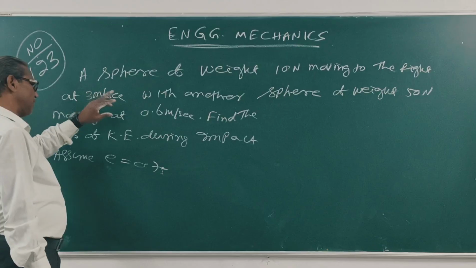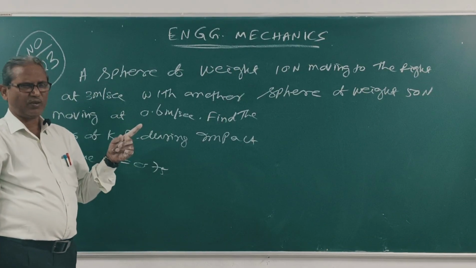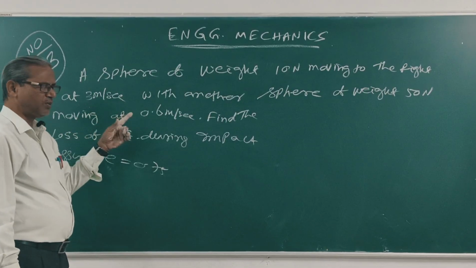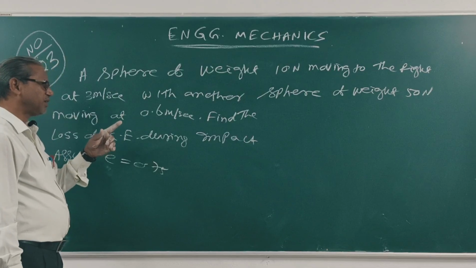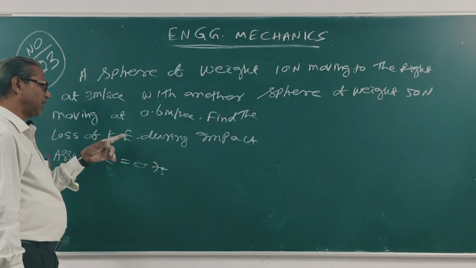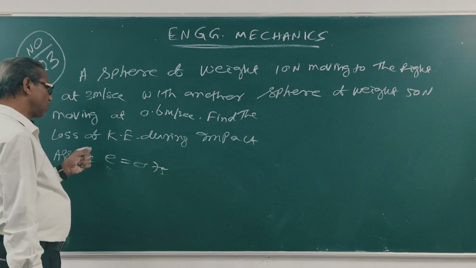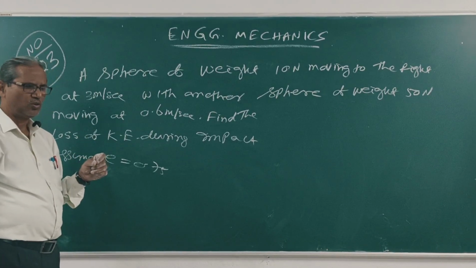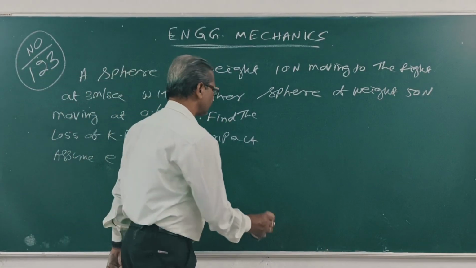This is question number 123. The question is, a sphere of weight 10 Newton moving to the right at a speed of 3 meter per second, with another sphere of weight 50 Newton moving at 0.6 meter per second. Find the loss of KE during the impact. E is equal to 0.75.